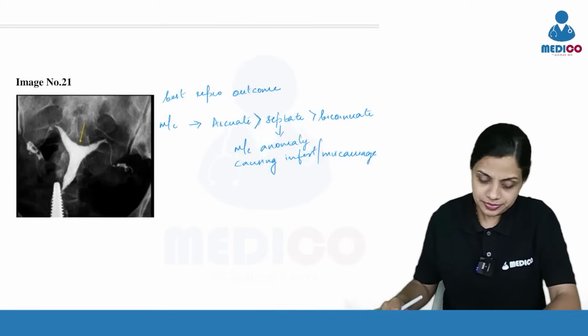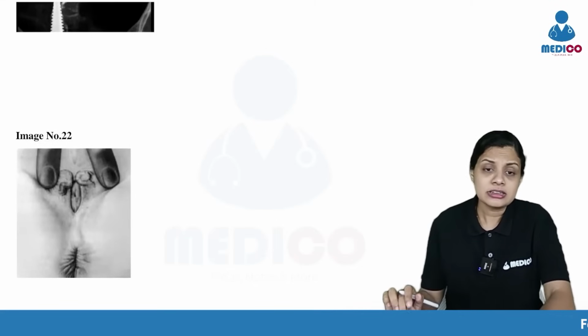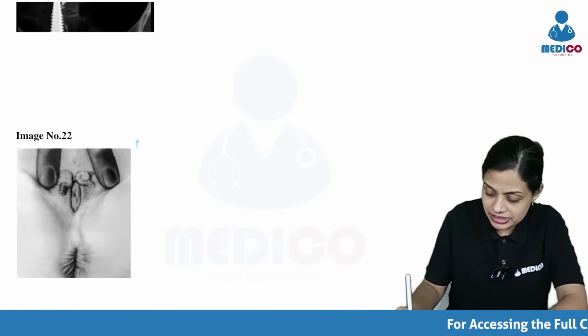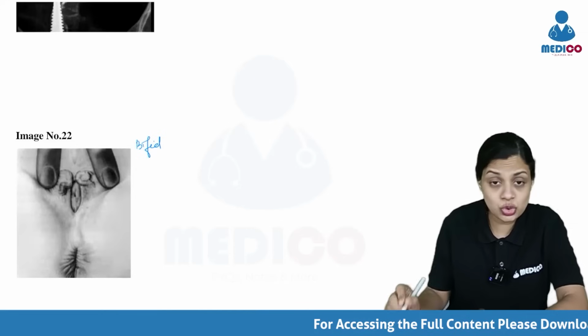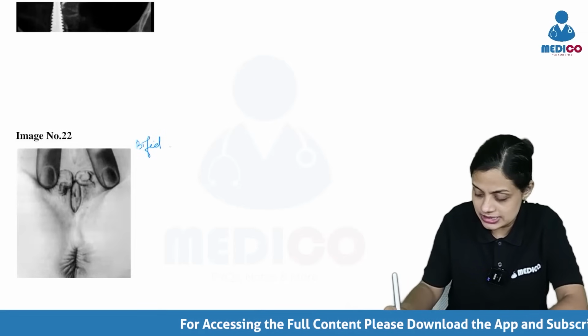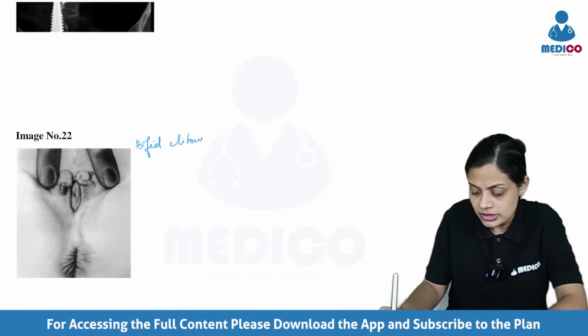Okay, clear? What is this? This is a bifid clitoris. This has got nothing to do with the Müllerian structures, but still, this is a bifid clitoris.